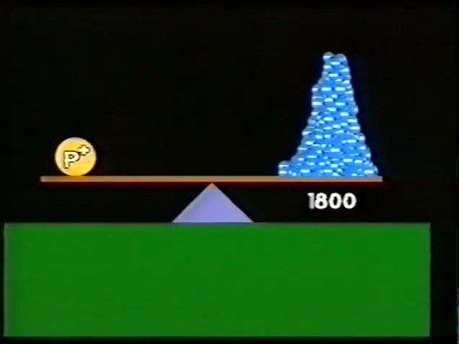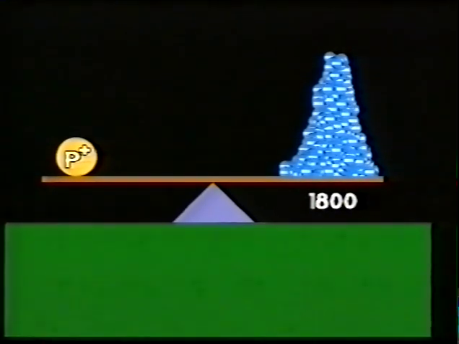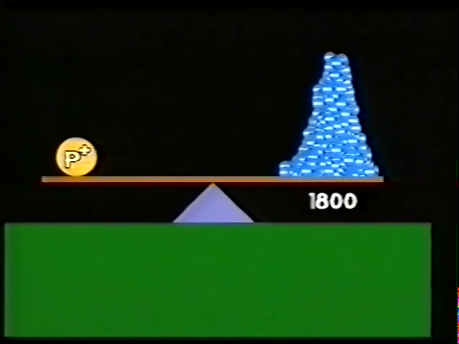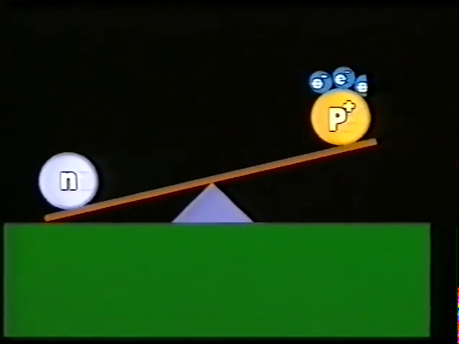The mass of the electrons is so small it can usually be ignored. It would take over 1,800 electrons to have a mass equal to just one proton. The neutron is slightly heavier than the proton. The difference in mass is the mass of just over 2.5 electrons.